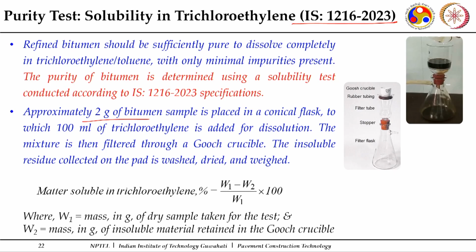It says approximately 2 gram of binder sample is placed in a conical flask, to which 100 ml of trichloroethylene, or toluene which is also preferred, is added for dissolution. The mixture is then filtered through a gauge crucible. This is a specific crucible, and the insoluble residue which is collected on the pad is washed, dried and weighed. So, I can get how much residue is retained on this, and this will give me an idea how much impurity is there.